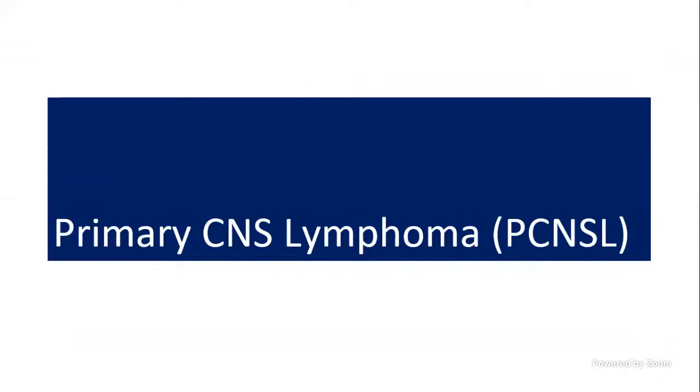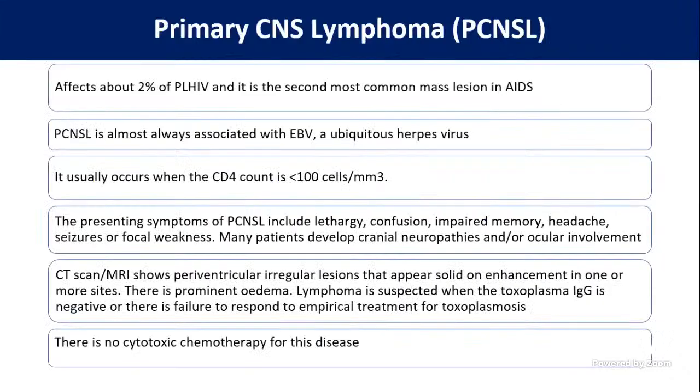Primary CNS lymphoma, just one word on primary CNS lymphoma. Next. It is an important differential diagnosis to any ring enhancing lesion, always associated with Epstein-Barr virus, usually seen in CD4 count less than 100, and it presents as a focal lesion. Lethargy, confusion, memory loss, focal weakness, seizures, cranial neuropathies, and there will be irregular lesions that are solid on enhancement.